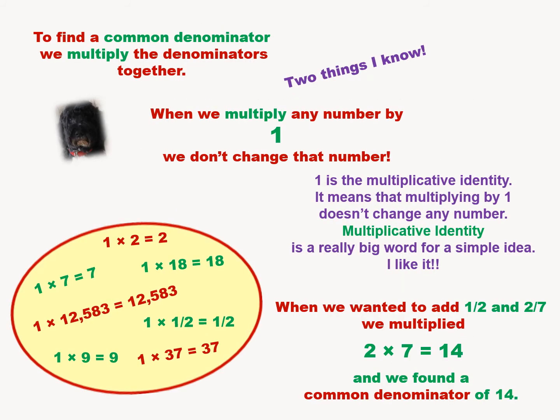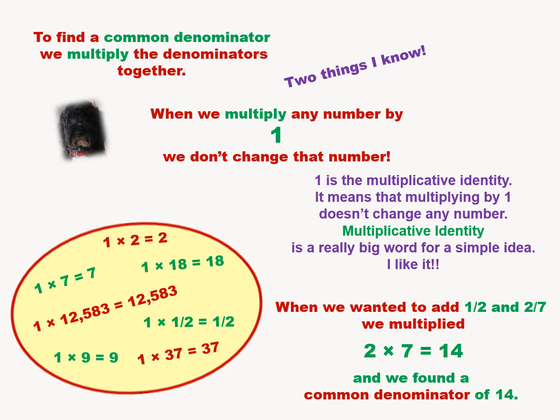But what do we know about this number 1? The unit, the whole, 1. We know that 1 is the multiplicative identity. It means that if we multiply any number by 1, it doesn't change the number. 8 times 1 is 8. 10 times 1 is 10. 1/4 times 1 is equal to 1/4.